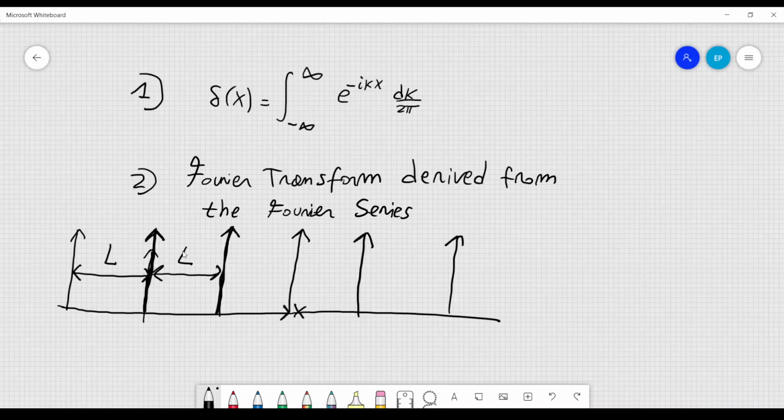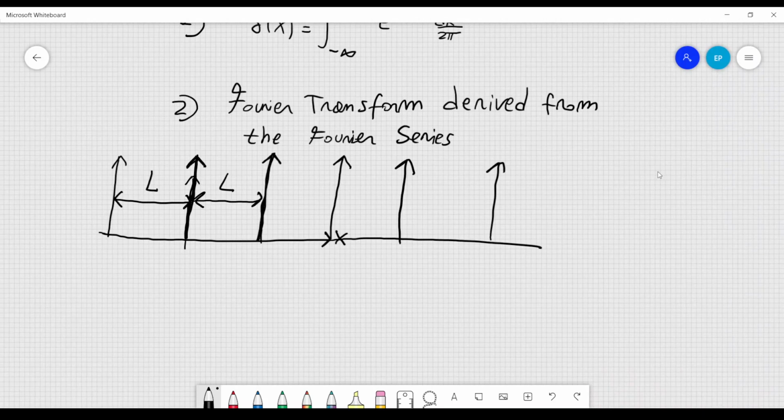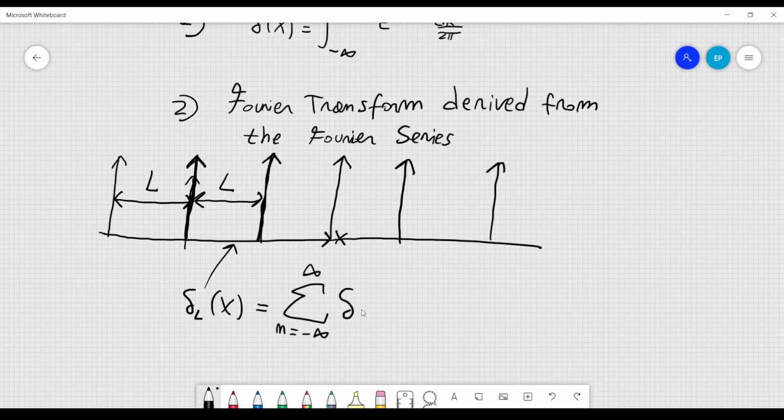So I'm going to consider the Fourier series, and in this case you have to bear in mind that this is a different function. It is not exactly the Dirac delta function, it is a series of Dirac delta functions. And I will call this series delta sub L of x, which can also be written like this. It is a summation with the index n going from minus infinity to plus infinity of Dirac deltas, which are simply translated with respect to each other. So I can write it as delta of x minus nL. But I'm not going to use this expression.